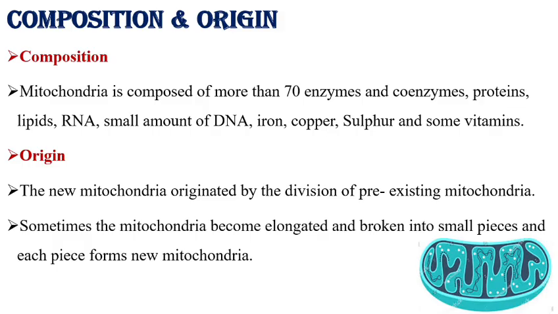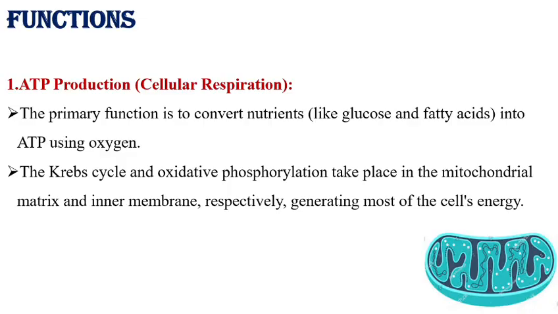Origin of mitochondria. The new mitochondria originate by the division of pre-existing mitochondria. Sometimes the mitochondria become elongated and broken into small pieces and each piece forms a new mitochondrion. Functions of mitochondria. The predominant function of mitochondria is ATP production, that is cellular respiration. The primary function is to convert nutrients like glucose and fatty acids into ATP using oxygen. The Krebs cycle and oxidative phosphorylation take place in the mitochondrial matrix and inner membrane respectively, generating most of the cell's energy.